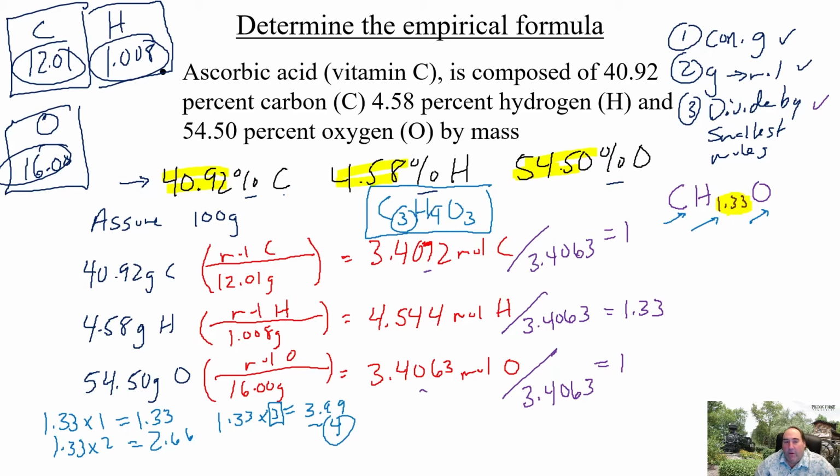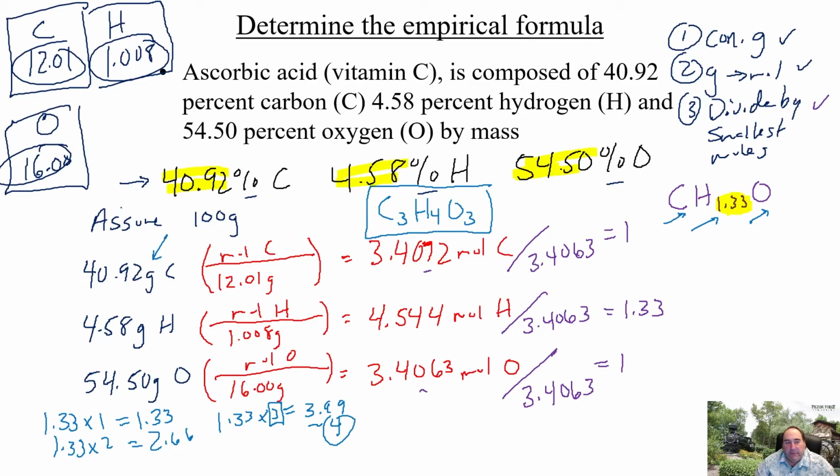Once again, all whole numbers here. So this is one of those ones again where it's too far to round. You need to find that factor to multiply everybody by to get to a whole number. So once again, three steps here.